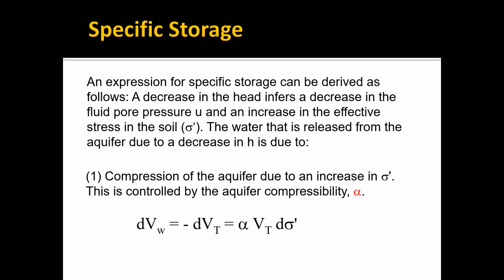If we're dealing with a unit volume of the aquifer, then that VT term goes to 1, and we're left with the change in the water volume is equal to the change in effective stress, and the change in effective stress is equal to minus the change in the pore pressure, and the change in the pore pressure is equal to the unit weight of water times the change in head.